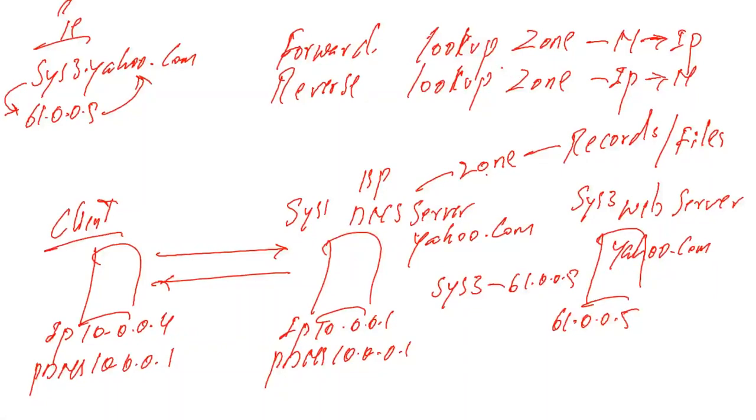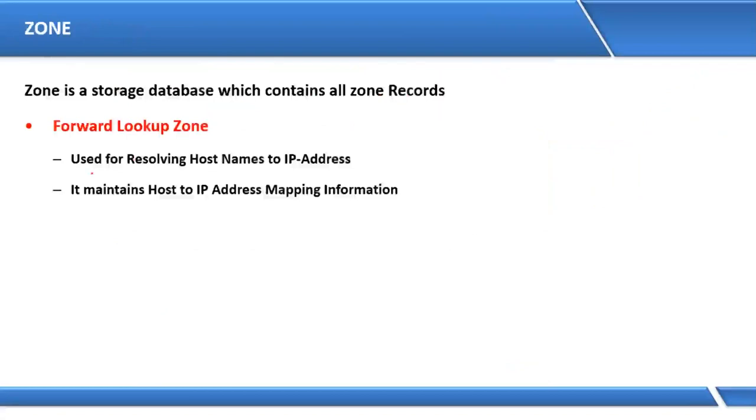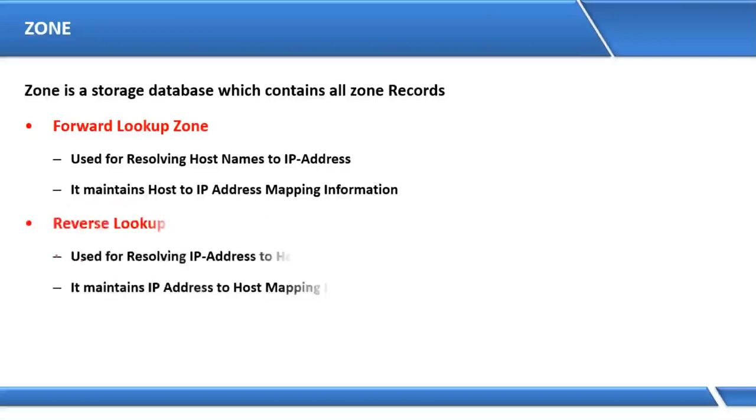And we have two types of zone, forward and reverse here. So that's why you can see in the slide it is written here, zone. A zone is a storage database which contains all the records information. And we have two types of zone. The forward lookup zone is used for resolving the host name to an IP address. It maintains host to IP address mapping information. And the reverse lookup zone is used for resolving the IP address to a host name. It maintains the IP address to host name mapping information.